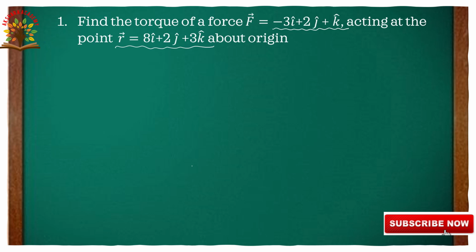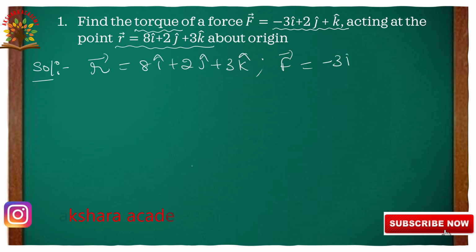Here the given F bar and R bar are the two vectors. Here you have to calculate the torque. So let us go to the solution. Given R bar equals 8i cap plus 2j cap plus 3k cap and given F bar equals minus 3i cap plus 2j cap plus k cap. Now we are finding the torque tau equals R cross F bar.